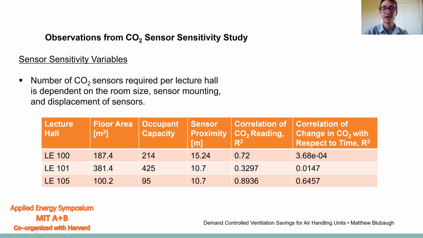However, I think what's interesting is when the sensor proximity gets closer, the correlation in the change of CO2 is better. So I think it's worth noting that determining the number of CO2 sensors needed to best control based on occupancy predicted from CO2 would be a variable thing depending on the lecture hall size, where you could mount the CO2 sensors, and then if you had to have multiple sensors, how you would displace those and understand the relationship between those sensors.